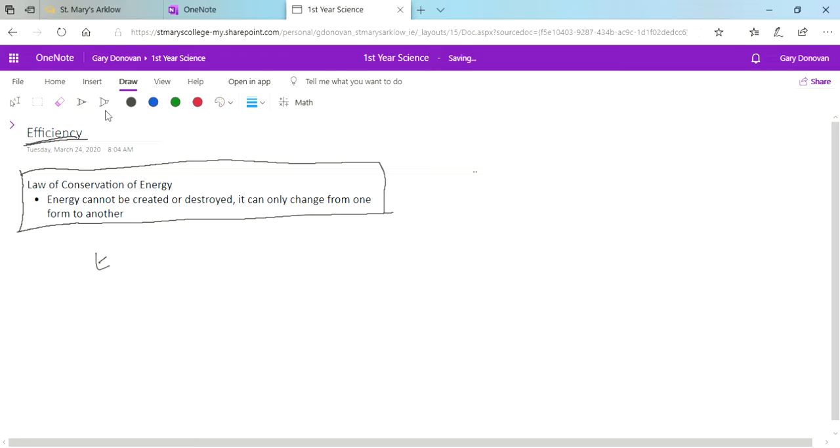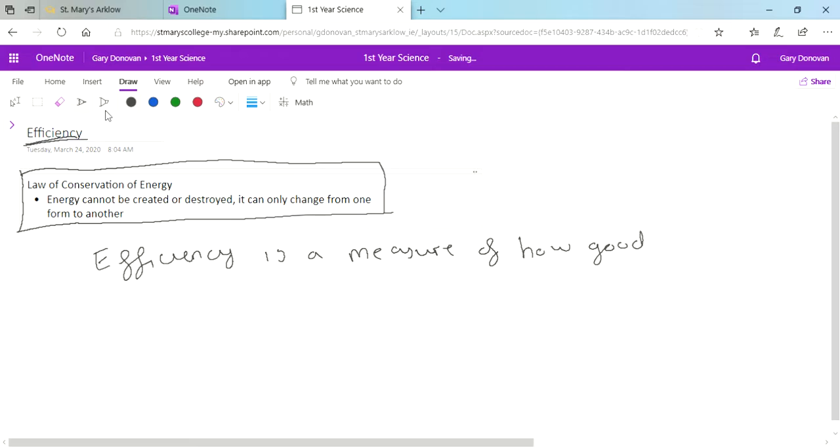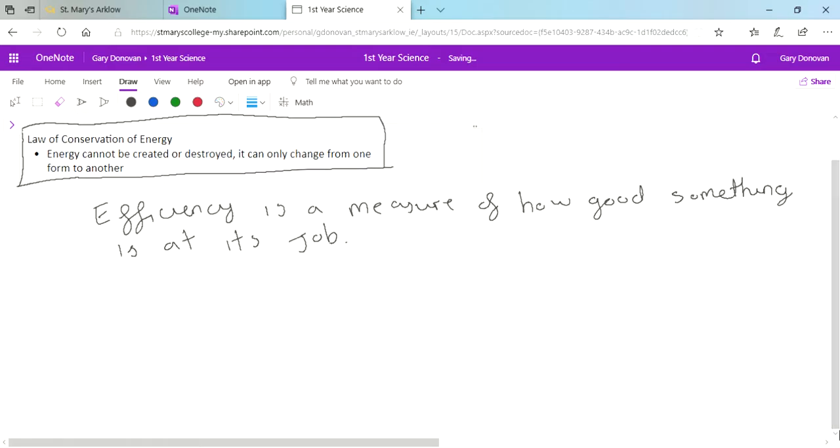Now what efficiency basically is, and you want to take a note of this, is that efficiency is a measure of how good something is at its job. That will make a little bit more sense as we go through the video, but that's really what it tells us. If something is efficient at its job, it means it's really good at its job. If something is inefficient at its job, it means it's really bad at its job.